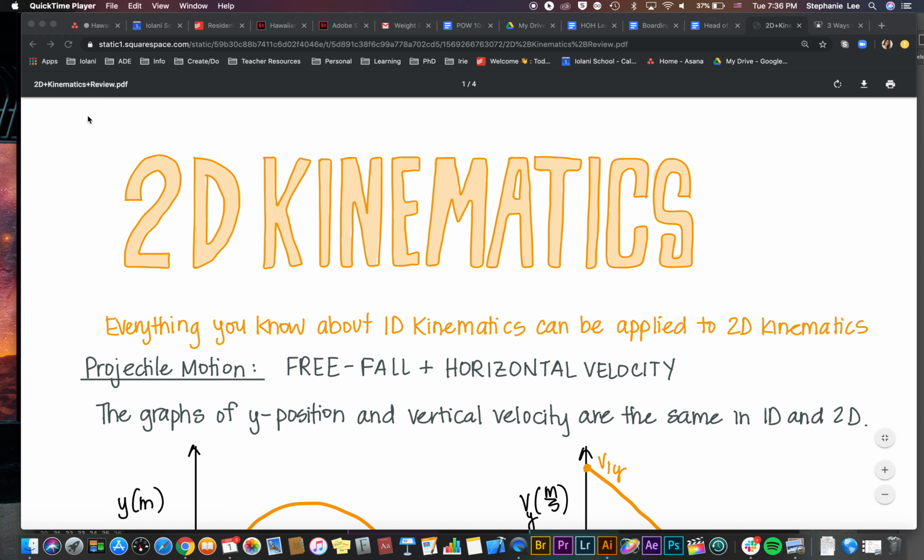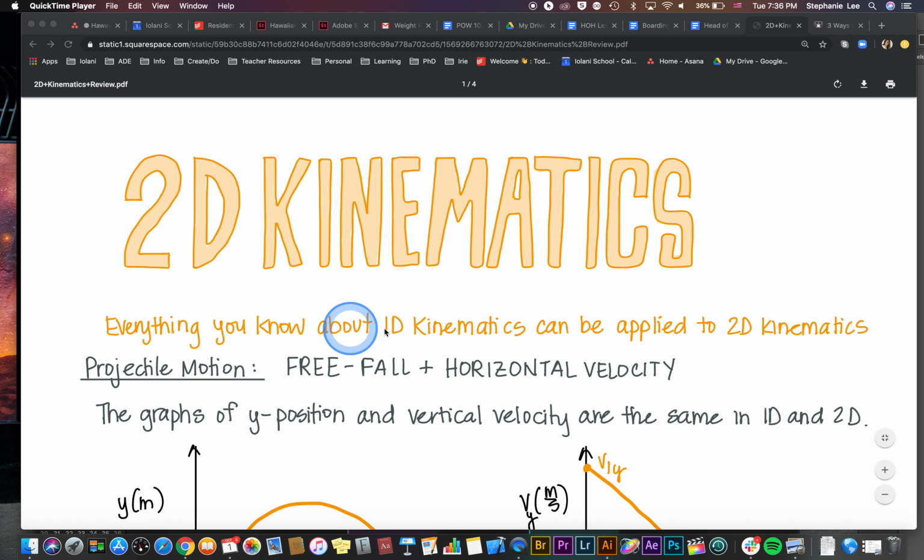So let's do a two-dimensional kinematics review. The first thing that you see here on the review sheet on our website, and if you're not sure where to get this document that I'm looking at, please go to our website, www.fizzixfun.com, click on assignments, and you'll see these 2D kinematics review notes.